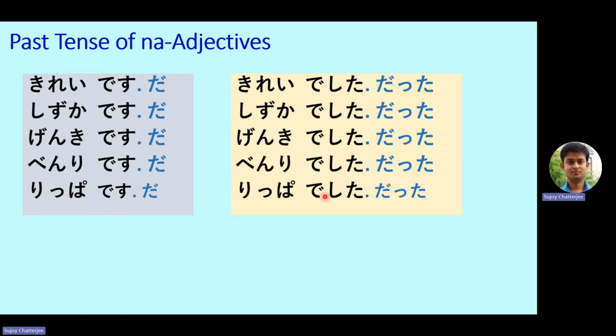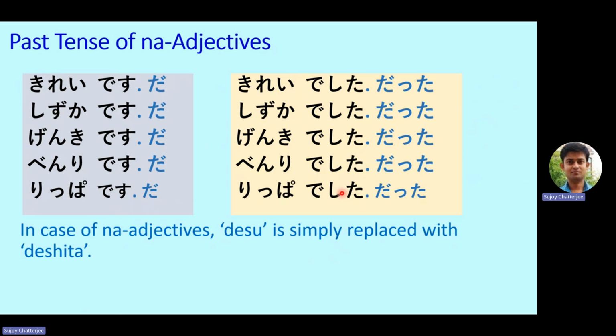Rippa desu, rippa deshita. And likewise, kirei da becomes kirei datta. Shizuka da, shizuka datta. Genki da, genki datta. Benri da, benri datta. Rippa da, rippa datta. So in case of na-Adjectives, desu is simply replaced with deshita. So da to desu is same as datta to deshita.